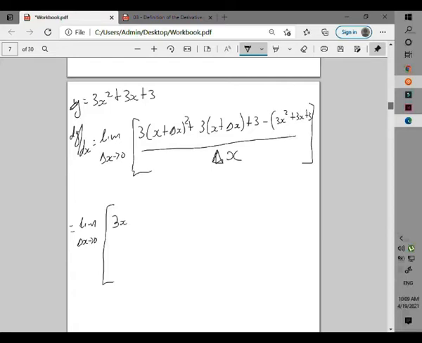3x squared plus 6x delta x plus, remember that is going to be delta x all squared, so this is delta x all squared, plus 3x plus 3 delta x plus 3, minus 3x squared minus 3x minus 3.